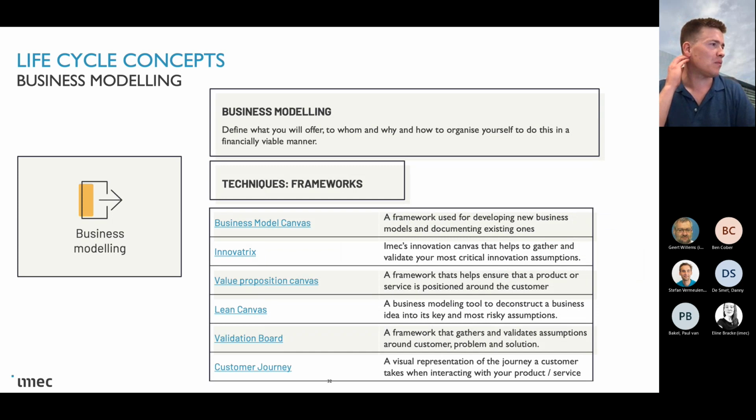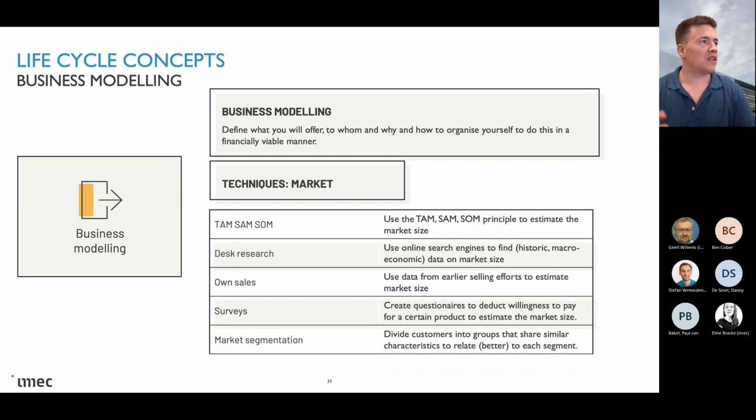You have different frameworks, like I said, Innovatrix, but also the business model canvas, the Lean canvas. There's a lot of these frameworks that help you visualize the choices and consequences, or translate them at least. The goal of these frameworks is to create, let's say, a schematic overview that explains your business model. Next to that, you of course have techniques to get an idea of who your market is, like TAM, SAM, SOM, so total addressable market, serviceable addressable market, and serviceable obtainable market.